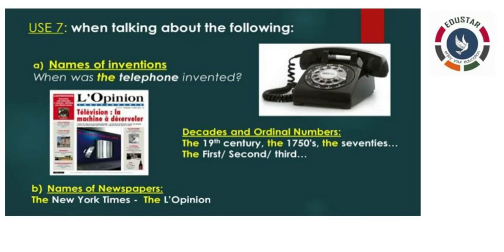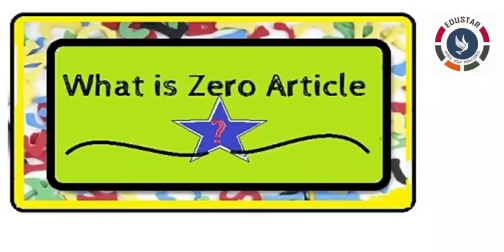We use the when talking about the name of inventions like the telephone, decades, and ordinal numbers like first, second, third, names of newspapers like the New York Times and so on. Can you understand where you should use the?